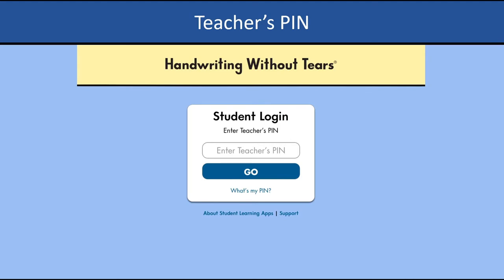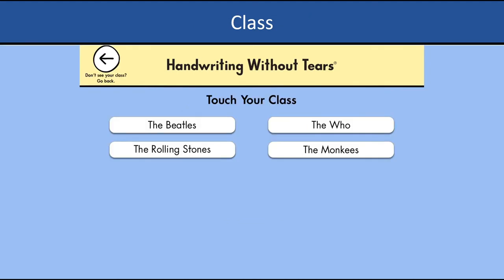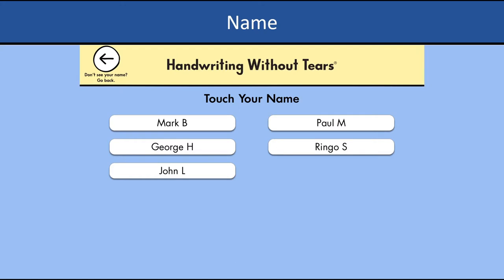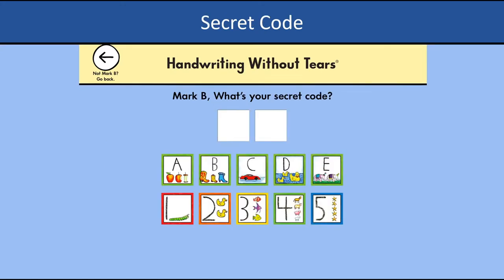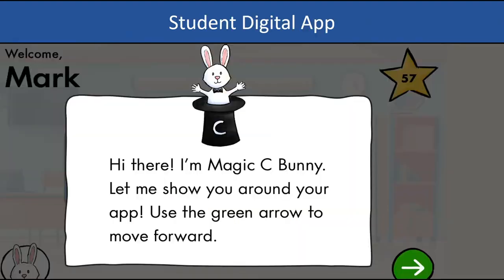Here are the steps to log in for the first time. First, enter the teacher's PIN. After the initial login, your child will not need to enter it again. Your child's teacher will provide this PIN number to you. Next, if the teacher has more than one class, children will choose their class. Then they will choose their name. And finally, they will enter their secret code. Children will need their secret code each time they log in. It may be helpful to print or write it down in your child's learning space for easy access.